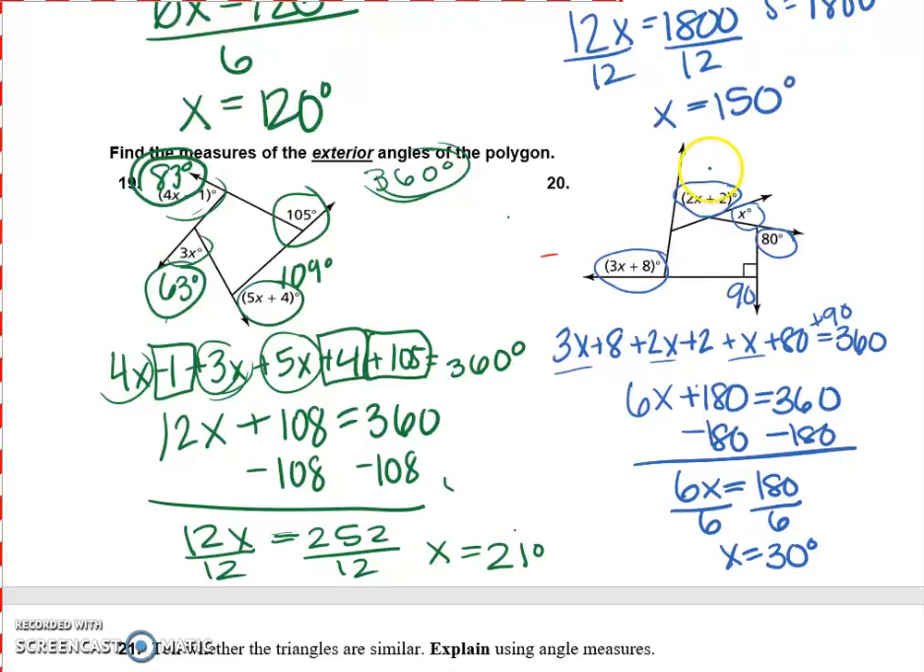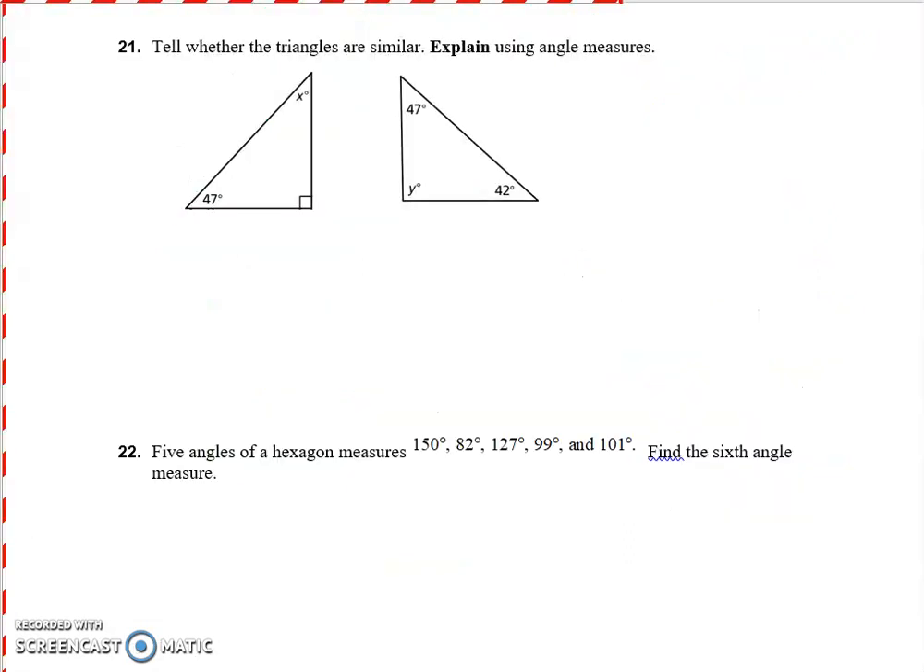When you plug it back in, 2 times 30 plus 2 is 62. This is just 30. That's 80. That's 90. 3 times 30 is 90, plus 8 is 98. All right, number 21 on the back.